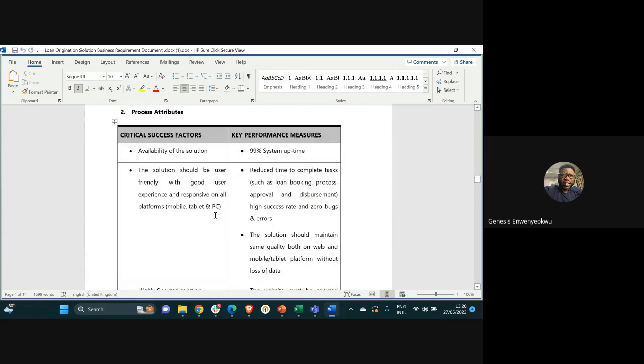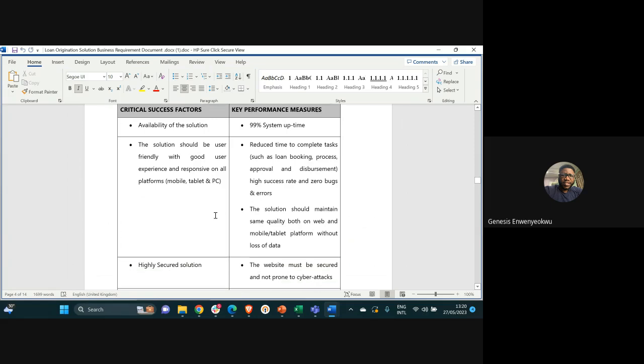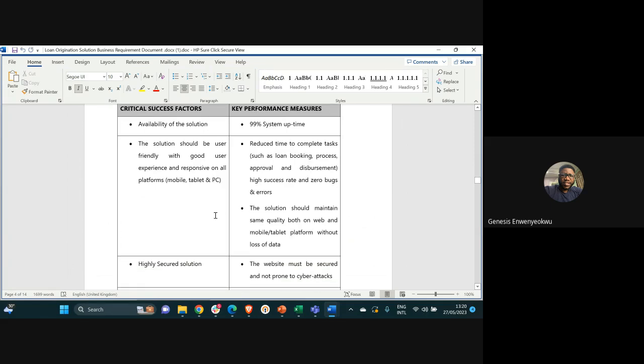In section 2, we start looking at attributes of the solution itself. What are the various performance metrics and critical success factors to consider for this particular solution? Number one is availability of the solution. And how we measure availability is that the system should be available at least 99.9 or 99.5% of the time. Another success factor could be that the solution should be user-friendly, with good user experience and responsive on all platforms. And how we measure this is that there should be a reduced time for users to complete a task, right? And there should be a high success rate with 0 bugs and errors.